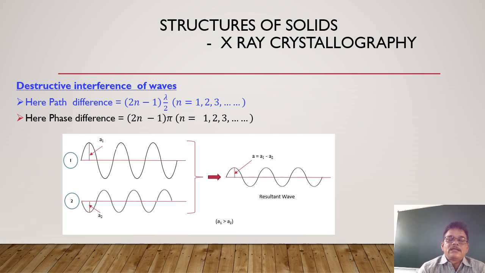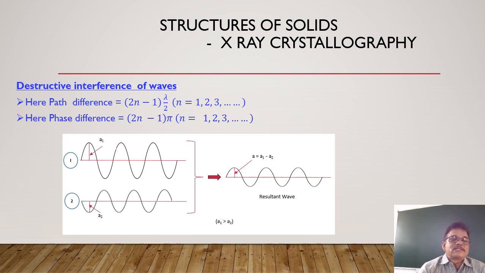That means in the resultant wave, in destructive superimposition or destructive interference, the amplitude of the resultant wave will be less than either the first wave or the second wave. Okay, so in destructive interference, as amplitude decreases, intensity of light also decreases. So we won't get brighter spots.